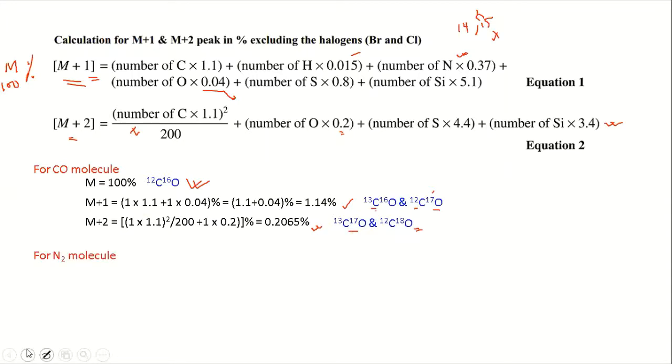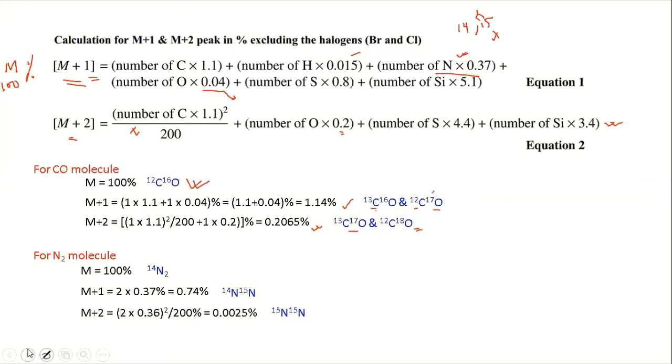How will the nitrogen molecule look? If I have 14N2, it will be 100%. For M plus 1, you just need to consider this one. For the 2 molecule, 0.37 gives 0.74%. That is 14 and 15, the molecule. And you have M plus 2, so I have to put that in this category. Okay, M plus 1.